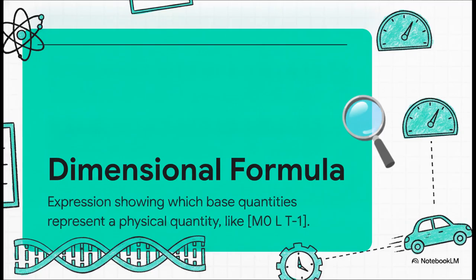We describe this core nature using a dimensional formula. Basically, this is an expression showing how base quantities represent a physical quantity, and we usually use brackets for mass, length, and time. Think of it as the underlying DNA of a physical quantity. For instance, speed, or velocity, is always, fundamentally, a length divided by a time. So its dimensional formula has 0 dimensions in mass, 1 in length, and -1 in time.